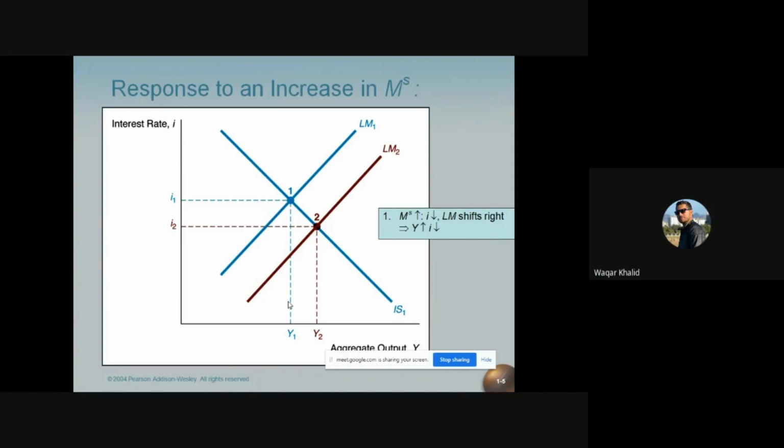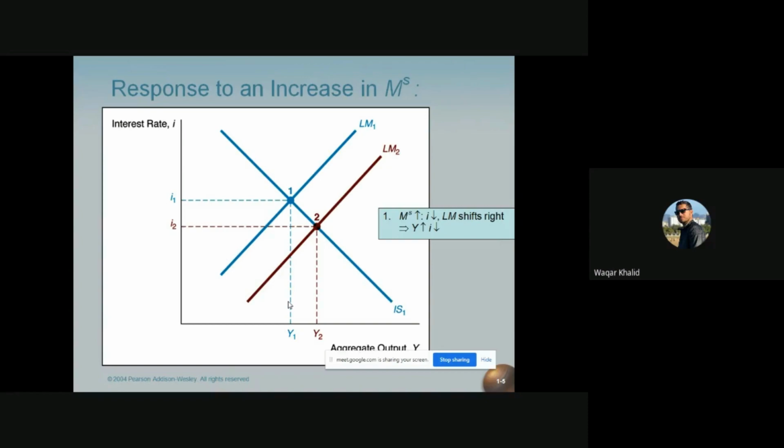So we can say that aggregate output is positively related to the money supply. This is the conclusion: aggregate output is positively related to the money supply. It means that aggregate output expands when the money supply increases, and aggregate output falls when the money supply decreases. There is a direct relationship between aggregate output and the money supply, as you can see from the graphical plot as well.